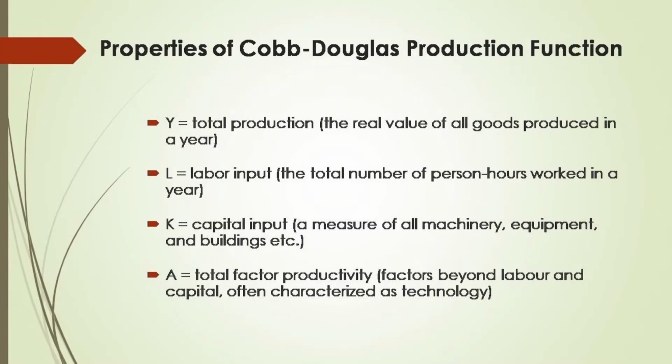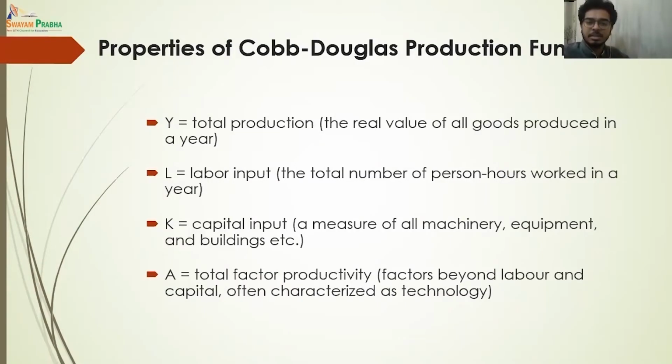So coming back over here, these are certain properties: Y equals total production, the real value of all goods and services produced in a particular year. L is labor input, which you can estimate in terms of person hours worked in that year. K is the capital input, which considers all machinery, equipment, buildings, etc. And A is known as the total factor productivity.